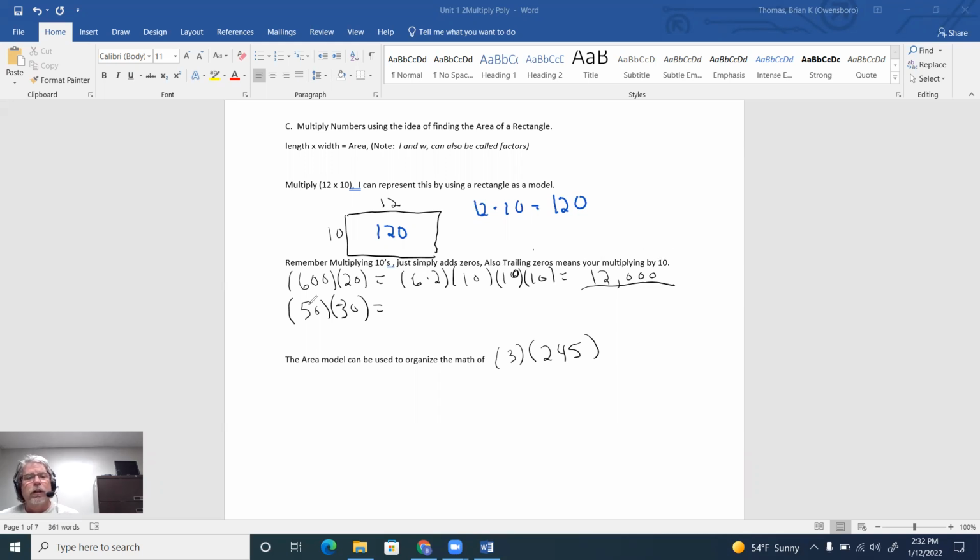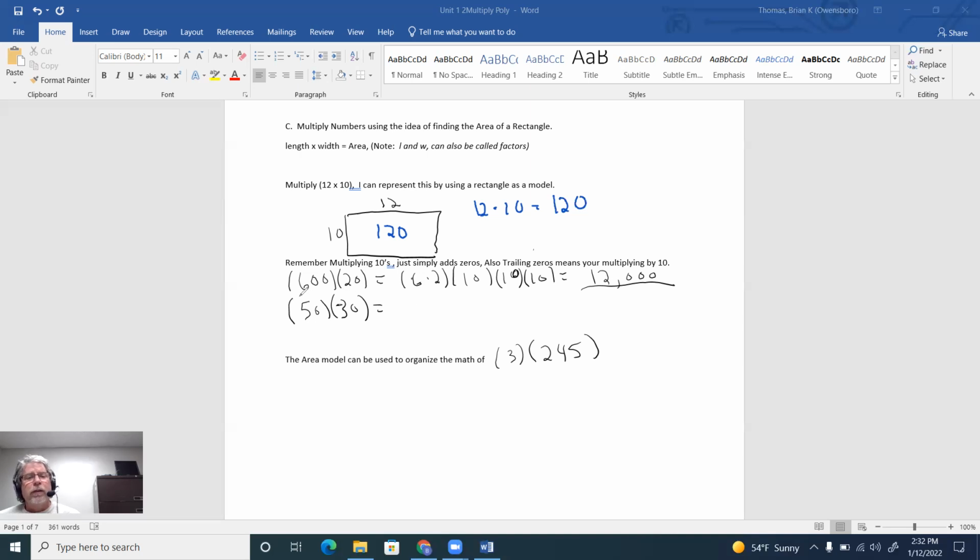So for instance, if I give you 600 times 20, notice how there's 2 trailing zeros here and 1 trailing 0 there. That means we're actually multiplying by 3 tens. So this problem can be rewritten as 6 times 2 times 10 times 10 times 10. We know that 6 times 2 means 12, 10 means add a 0, 10 means add a 0, 10 means add a 0, therefore the answer is 12,000.